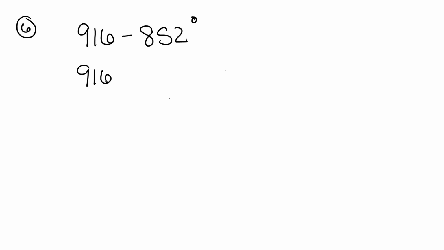Now, because a lot of times those problems are too simple, your challenge problems are going to look something like this. 916 minus 852 to the 0 power. Well, we know anything to the 0 power is 1, so the 916 stays the same. It does not have an exponent. The 852 to the 0 power becomes a 1. And then we can solve the problem. 916 minus 1 is 915.